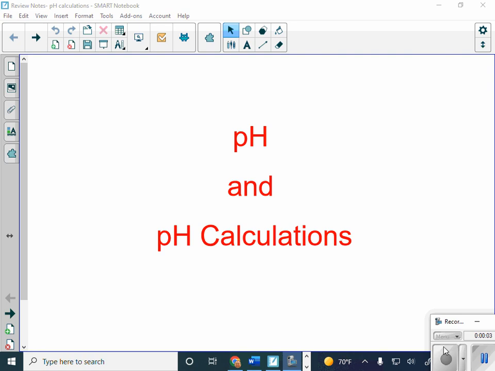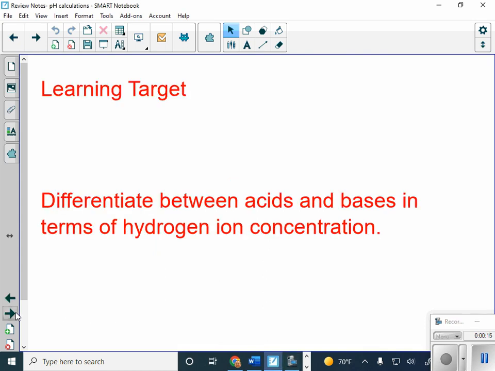All right. Today we're going to talk about pH and pH calculations. So first we're going to go over our learning target. Our learning target is to be able to differentiate between acids and bases in terms of the hydrogen ion concentration. Now, like we just talked about, you were talking about getting the pH at the pool.